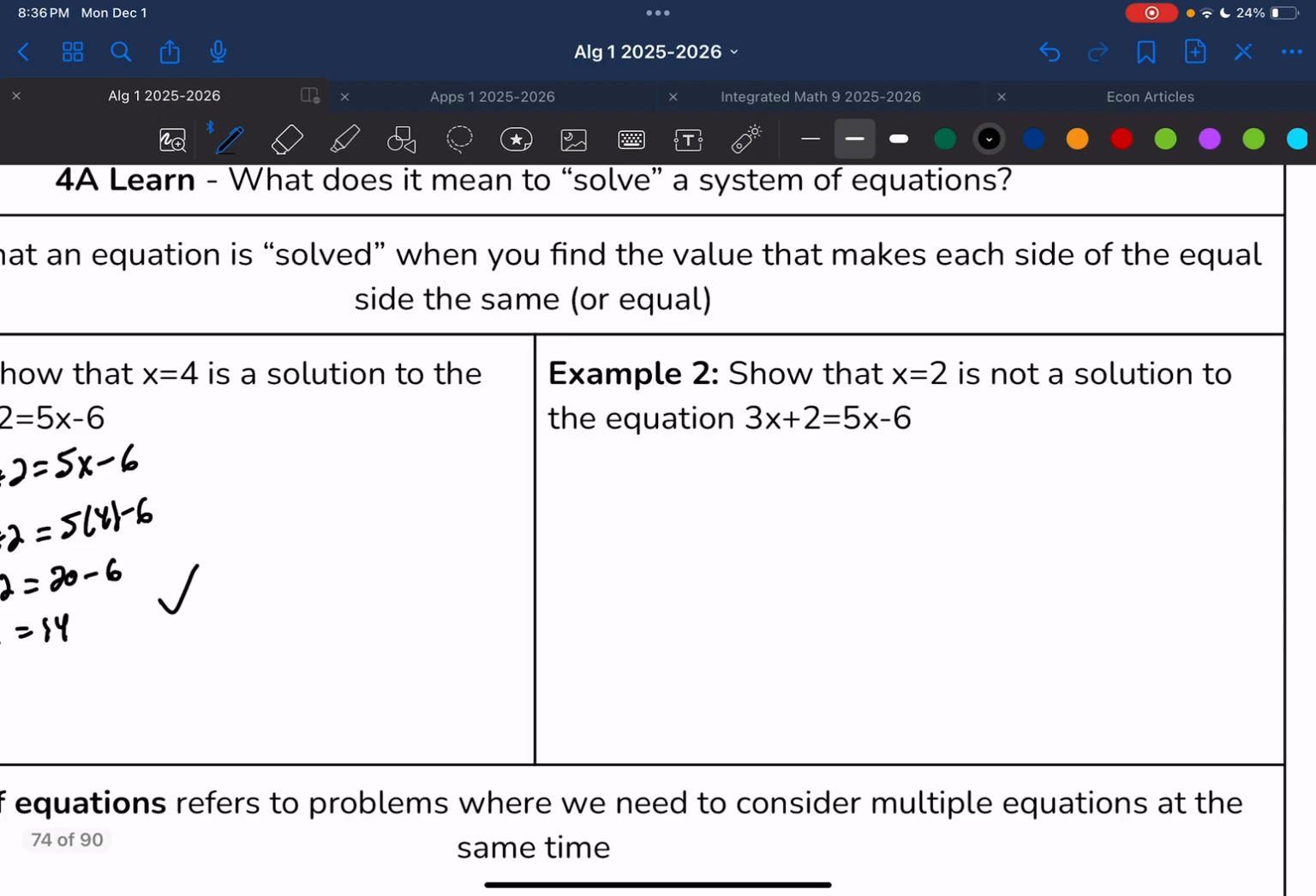And over here, we can see that x equals 2 is not a solution, because if we do the same thing, 3 times 2 plus 2 is equal to 5 times 2 minus 6. We get 6 plus 2 is equal to 10 minus 6. 8 equals 4, except that it doesn't. So that is not a solution.